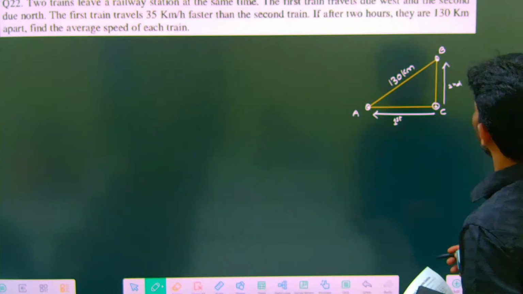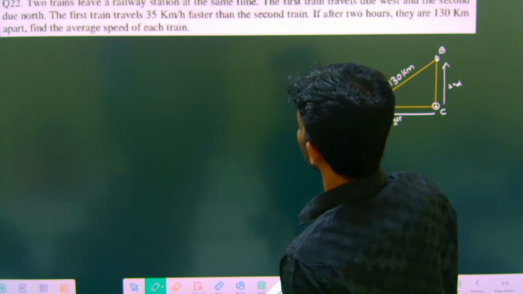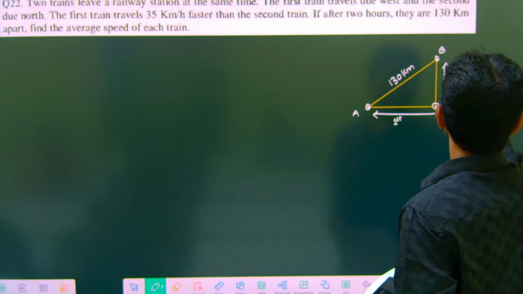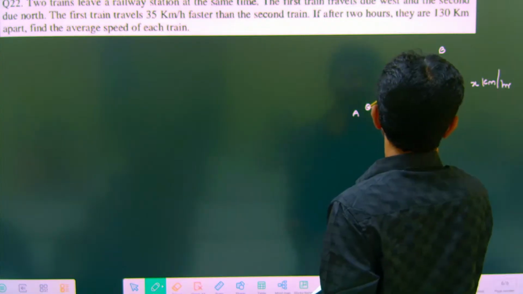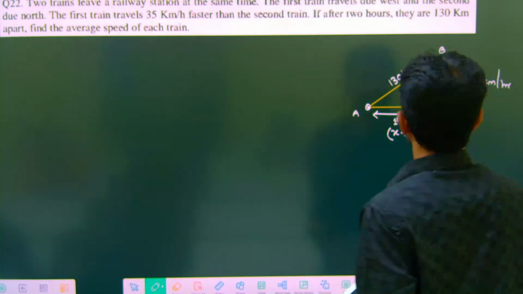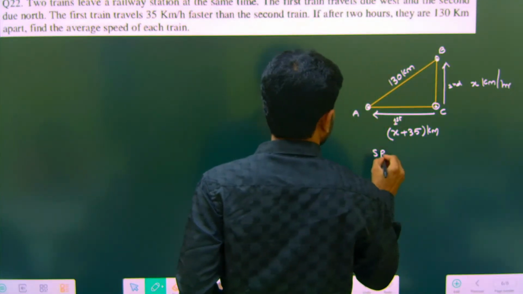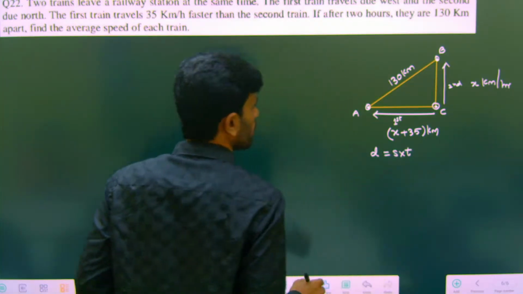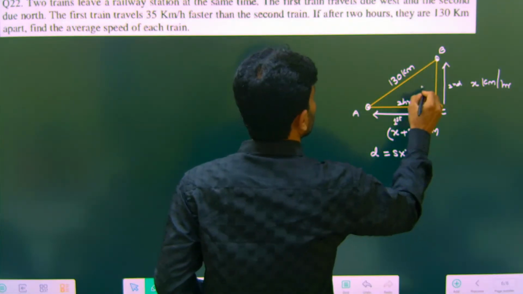What is given? The first train travels due west and the second train travels due north. The first train travels 35 kilometers per hour faster than the second train. So if the second train travels with x kilometers per hour, the first train travels with x plus 35 kilometers per hour speed. These two are speeds, but we want distances. So remember, distance is equal to speed into time. Let's say 2 hours is the time they take to travel these two distances.